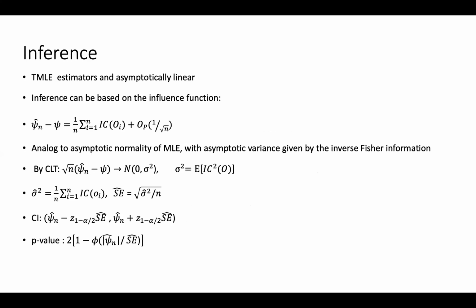And how do you do inference? Well, asymptotically, after the targeted step, everything is going to be asymptotically normal. So the estimator minus the target parameter will be an average of mean zero functions, plus something that you can neglect. And so you can compute, based on the central limit theorem, an asymptotic variance, very similarly to the way you would compute the observed Fisher information. And you have standard errors, and then you can compute confidence intervals and p-values in the traditional way. So that doesn't change after you do the targeted step.